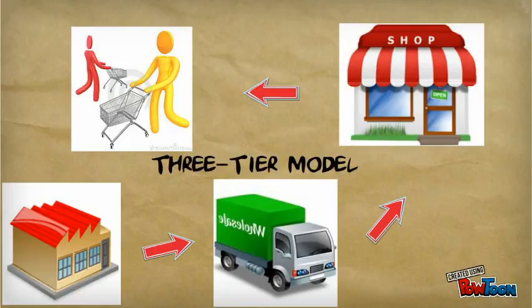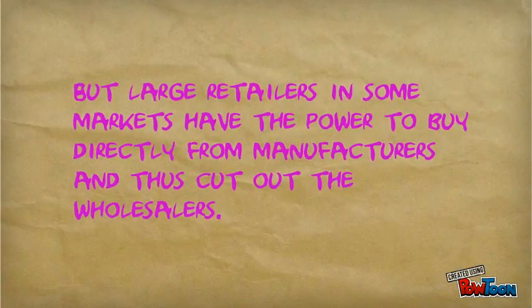For small retailers with limited order quantities, the use of wholesalers makes economic sense. Wholesalers buy in bulk from producers and sell smaller quantities to numerous retailers. But large retailers in some markets have the power to buy directly from manufacturers and thus cut out the wholesalers.